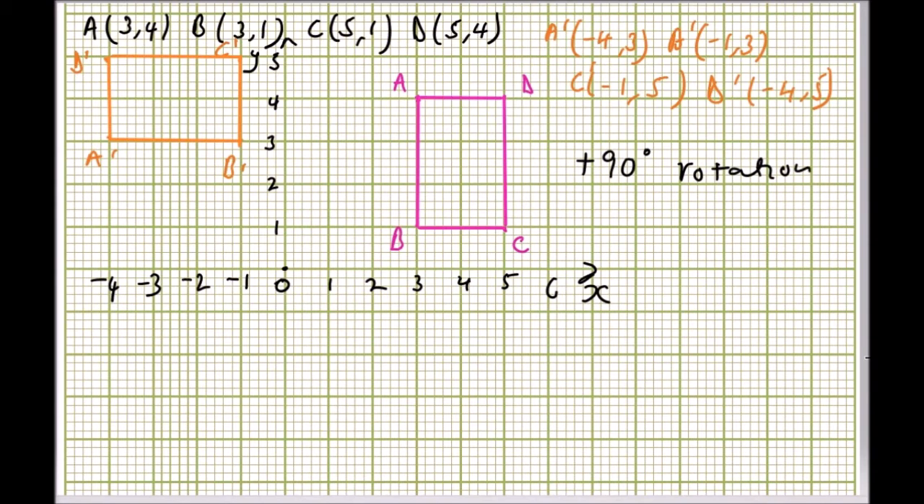So that is a rotation. If you don't know how to determine that, you can join A to the origin and A prime to the origin. You measure the angle. You join B to the origin and B prime to the origin. You measure that angle. You will be able to find that it is 90 degrees.